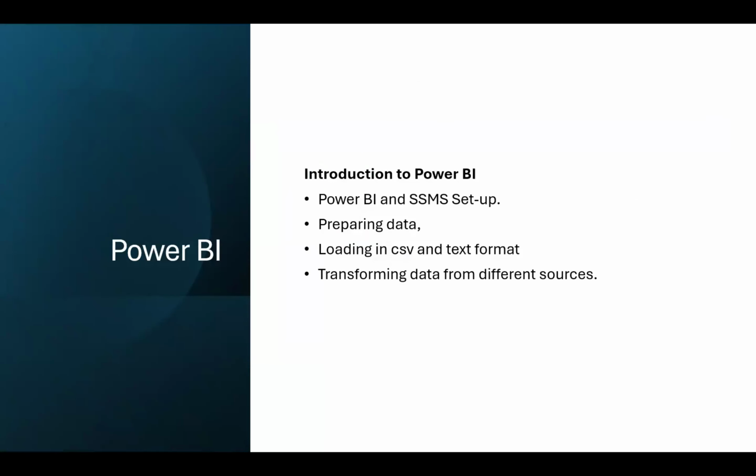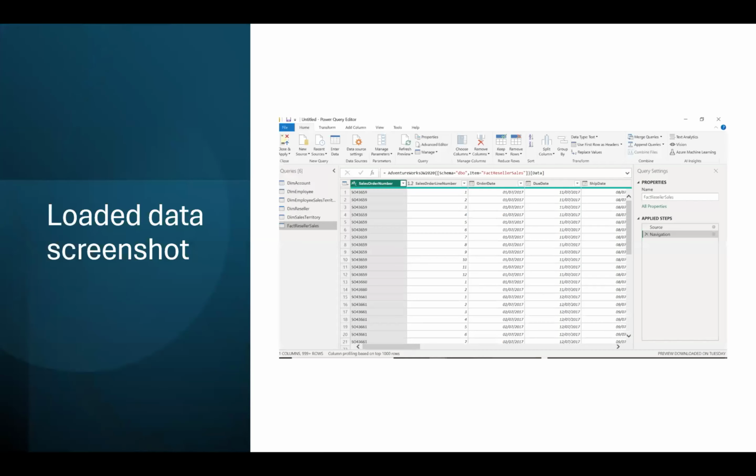For Power BI in Sprint 1, we were introduced to Power BI to set up our SSMS and also how to prepare data. Then we were taught how to load in CSV and text formats, and also how to transform data from other sources aside from CSV and text formats.